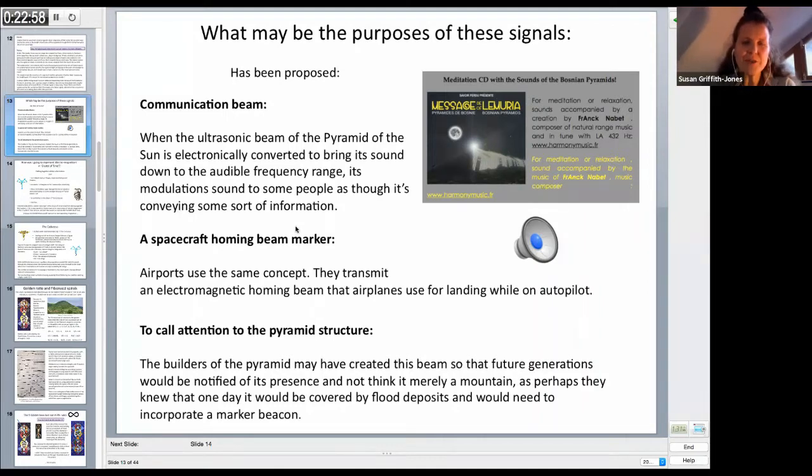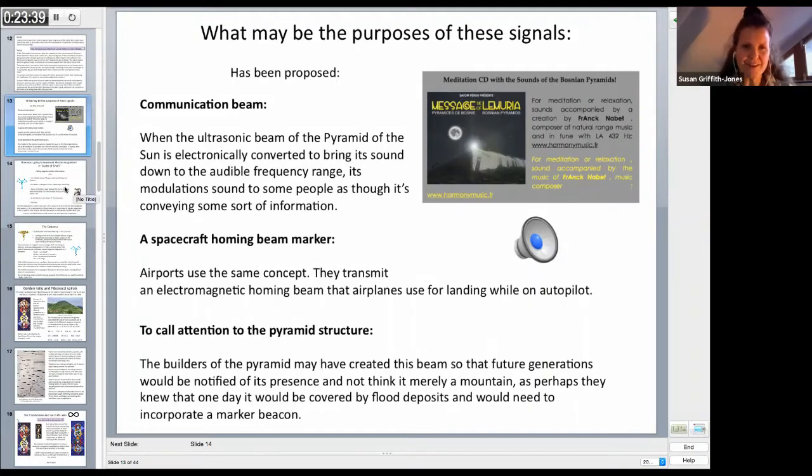Now, it's also been proposed that this beam is there as a spacecraft homing beam marker. This is quite way out. Airports use the same concept. They transmit an electromagnetic homing beam that airplanes use for landing while on autopilot, and also to call attention to the pyramid structure, in the sense that the builders of the pyramid may have created this beam so that future generations would be notified of its presence and not think it merely a mountain, as perhaps they knew that one day it would be covered by flood deposits and would need to incorporate a marker beam.